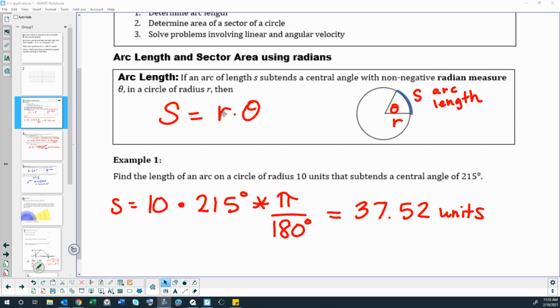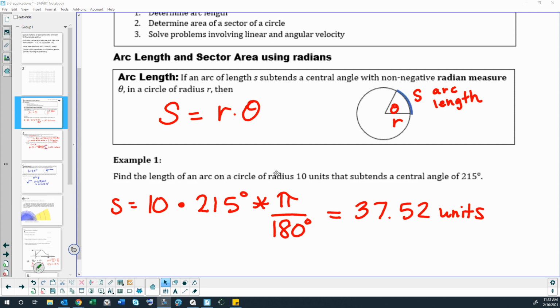Length of an arc is equal to the radius, so the distance from the middle of the circle to the outside of the circle, times the angle. So the angle is theta. Inside of this angle that the arc, we say subtends, okay, fancy word. But the angle has to be in radians. So if it's not in radians, we have to change it from degrees. Okay, so let's do this problem.